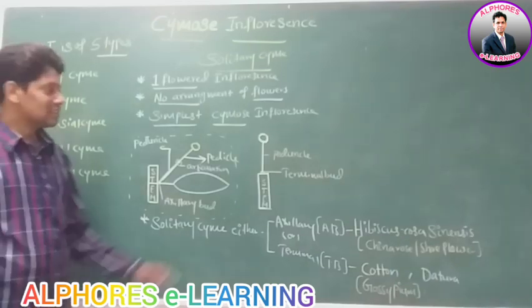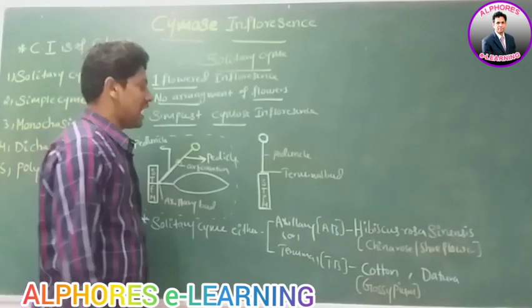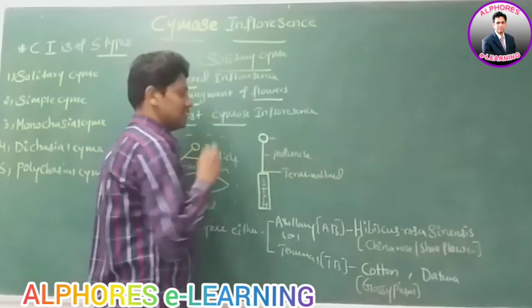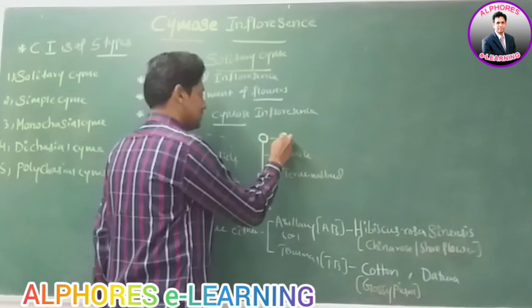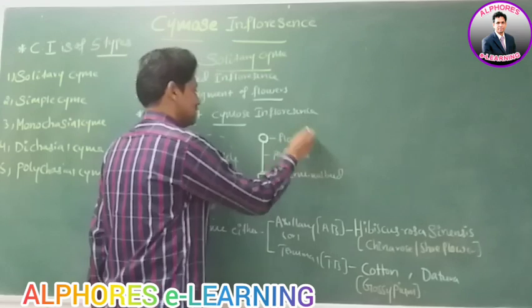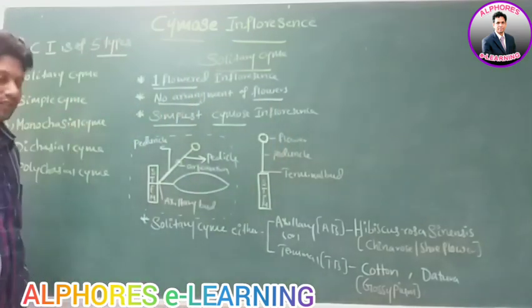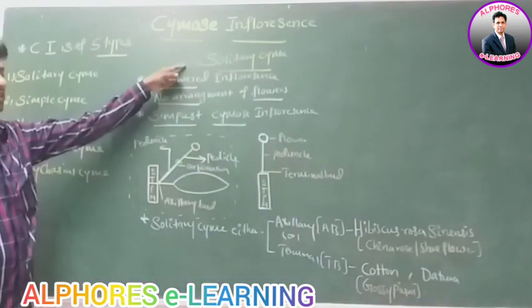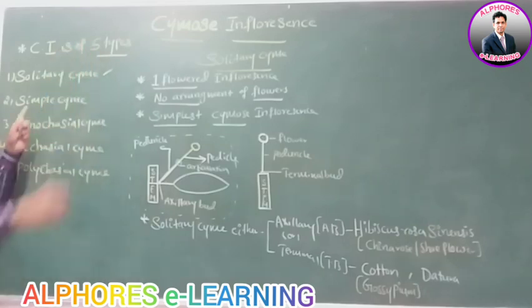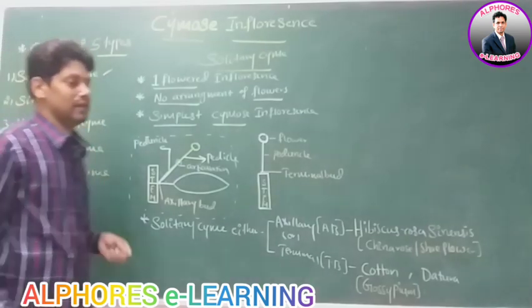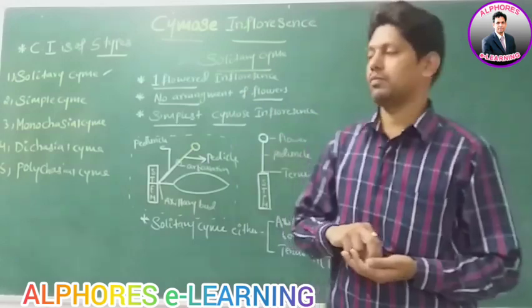Right. Sir, see this diagram. What is this one, sir? This is a flower. Is it okay? Right. This is concerned with solitary cyme. Now go for number 2. What is a simple cyme? Go for the second one. Simple cyme, right?